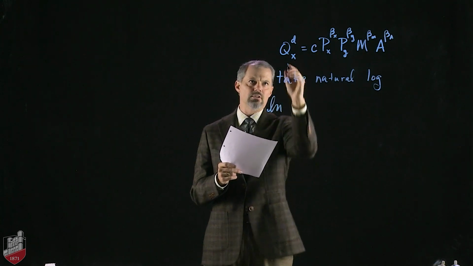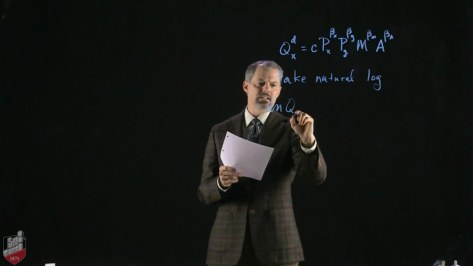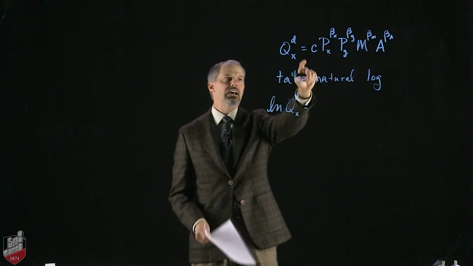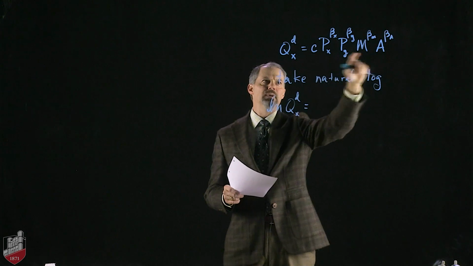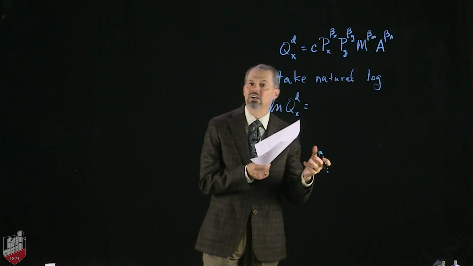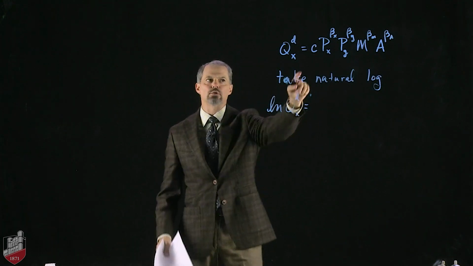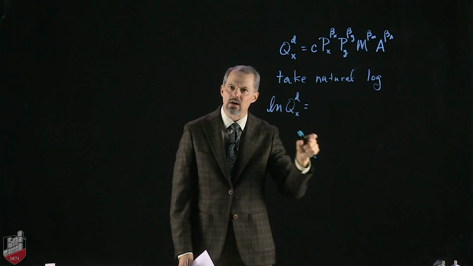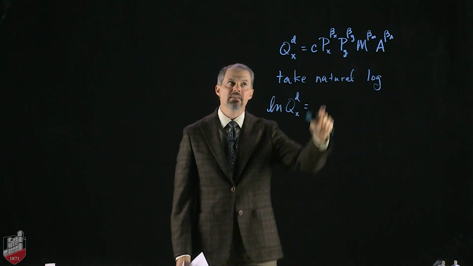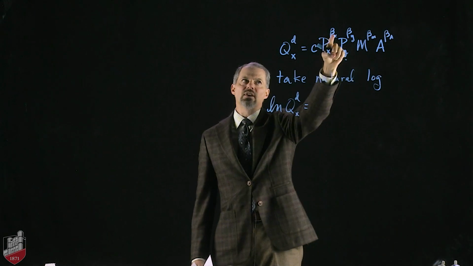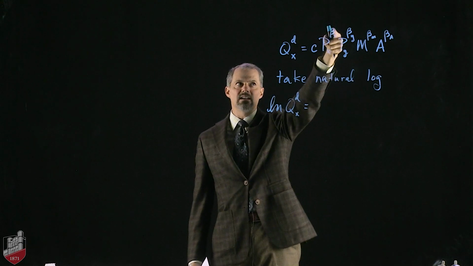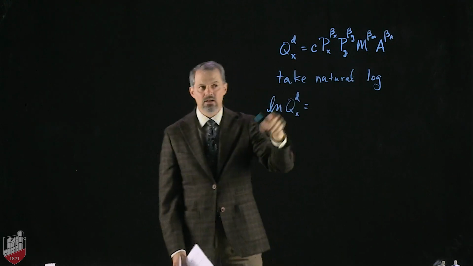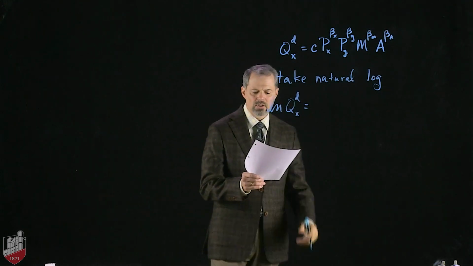You're going to get the natural log of the quantity demanded of good X is equal to, if we take the natural log of this big term, it turns out that you can conveniently break that in. The natural log of a product is equal to the sum of the natural log of each of the terms. And then if you've got the natural log of something to a power, you can take that power and move it down to the front.